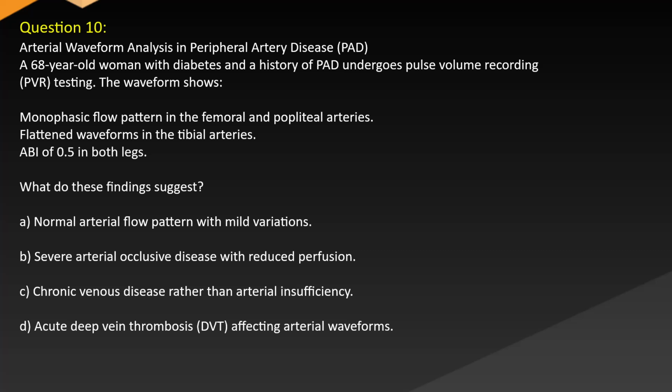A. Normal arterial flow pattern with mild variations. B. Severe arterial occlusive disease with reduced perfusion. C. Chronic venous disease rather than arterial insufficiency. D. Acute deep vein thrombus, DVT, affecting arterial waveforms.